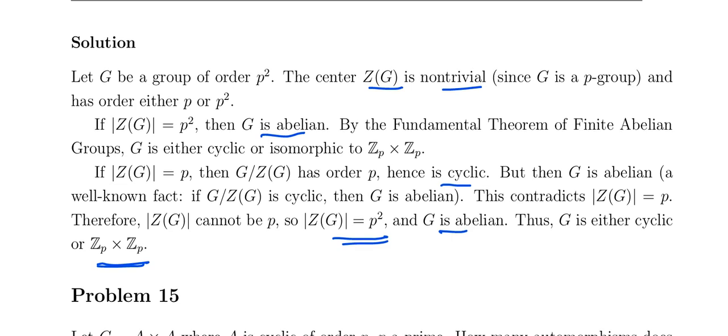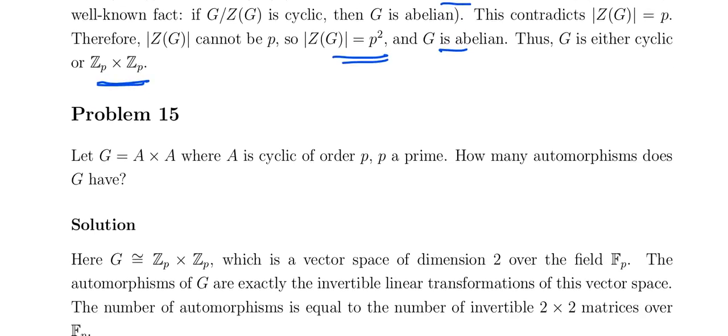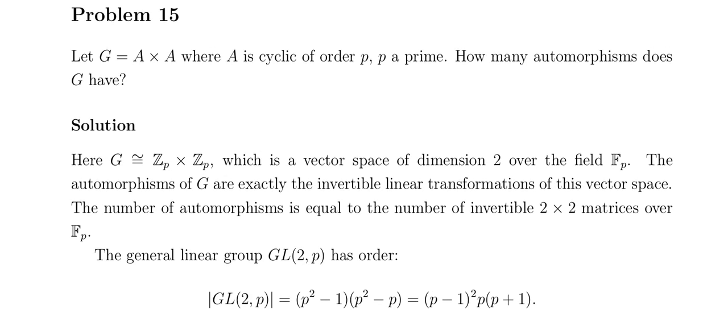Okay, it's also a very important one. So G is A cross A, that is G equals A cross A, where A is cyclic of order p, and p is a prime number. So then how many automorphisms does G have?